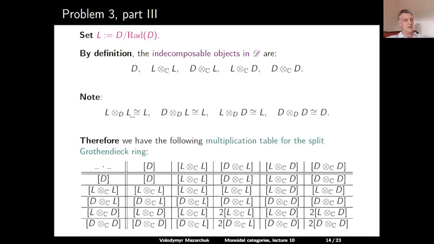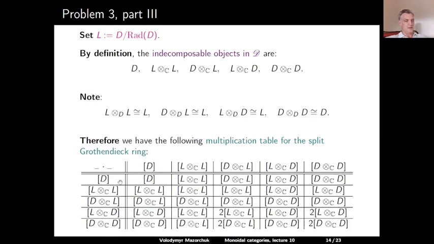Therefore, the multiplication table for the standard basis in the split Grothendieck ring, and the standard basis is given by the classes of indecomposable modules, is given by the following table. So we have D, L tensor L, D tensor L, L tensor D, and D tensor D, and we multiply with itself.